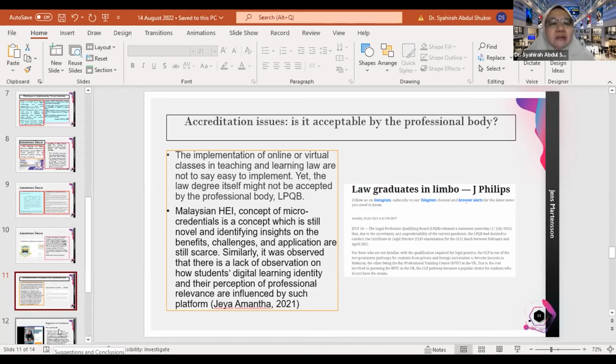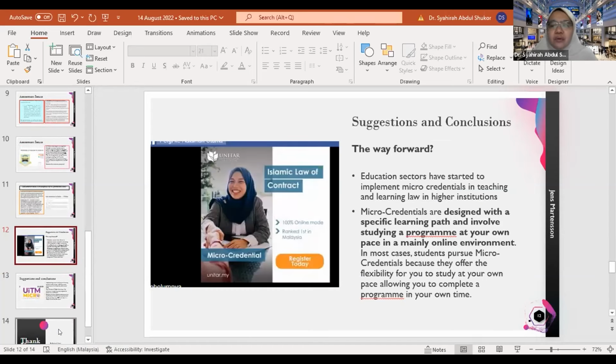So again, there is the issue of the future of the law graduates being in limbo, and the issue of accreditation, whether the method of delivering what I call lectures through online or virtual classes is acceptable to the qualifying board. At the same time, the Ministry of Higher Education itself has started to implement micro-credentials, as I mentioned earlier, in teaching and learning law in higher education. So we are just adapting to the new method of teaching and learning.